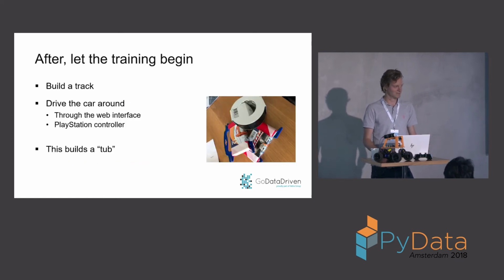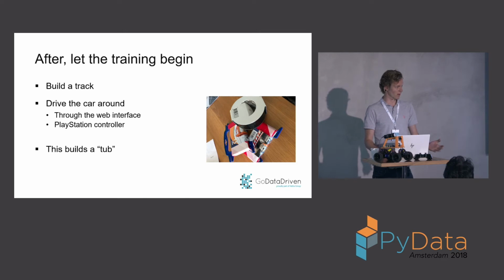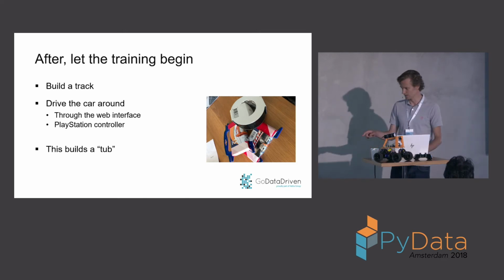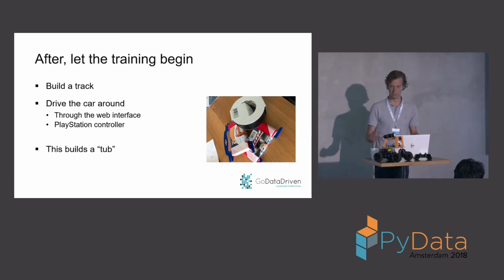So after this calibration, you can actually start training. You need to build a track. The first time we used some tape, but it has to be clearly visible. I think on a surface like this, some carpet which is really dark, you need something bright like tape to make the track visible. Then after you build the track, you start driving it around, and there you create your data set, your tub.